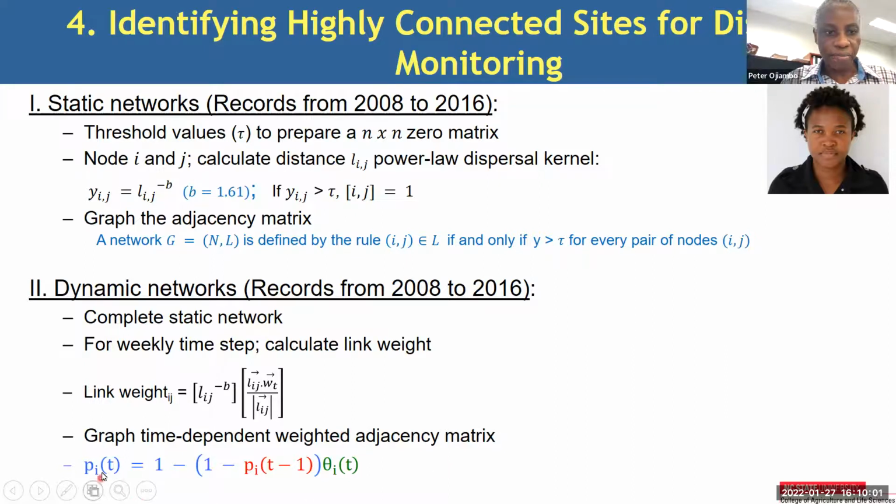And the probability that a particular node at any given time got infected is given by this particular equation here, where this one in red here is the probability that that particular node was not infected in the previous time step, whereas theta here represents the probability that that particular node was not infected by the neighbors around it. Okay, so that's basically, in simplicity, what we did, or what Morik did.